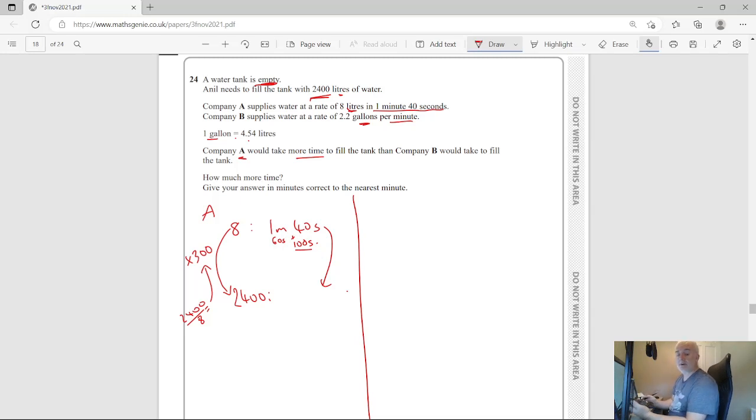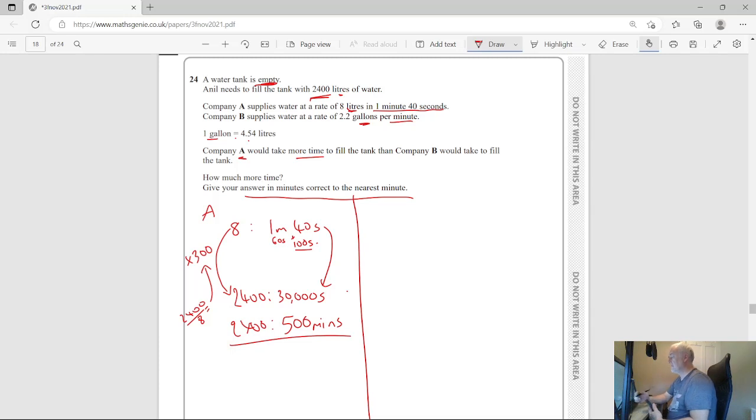I could times that by 300 really easily. So times it by 300. Okay, it gives me 30,000 seconds. Right, now let's turn it back into minutes, because we need the answer in minutes correct to the nearest minute. So 30,000 divided by 60 gives me 500 minutes to fill that pool.